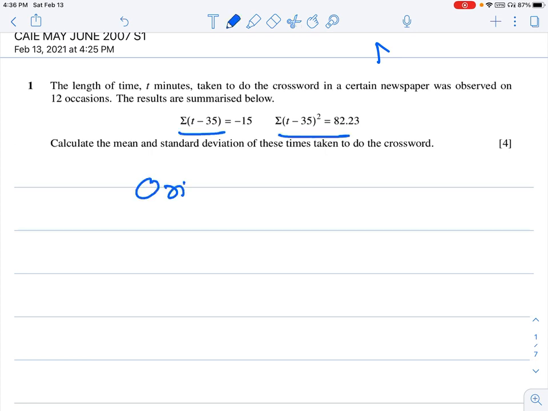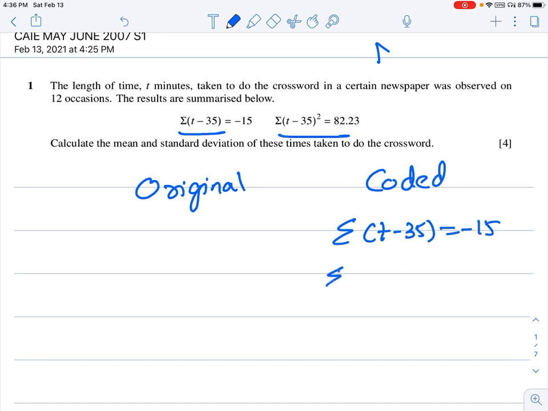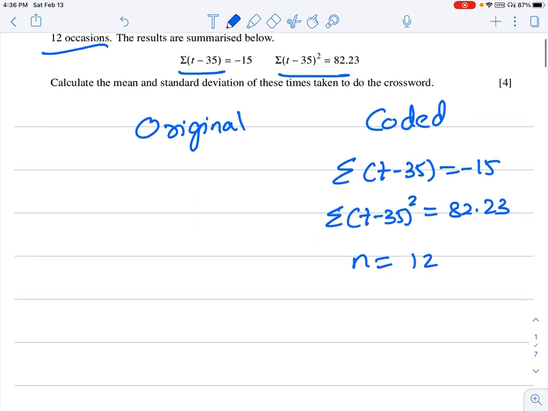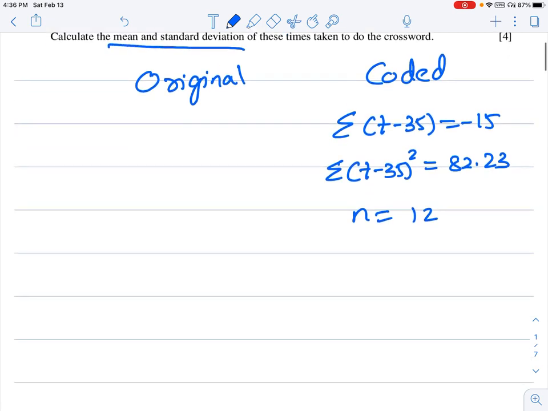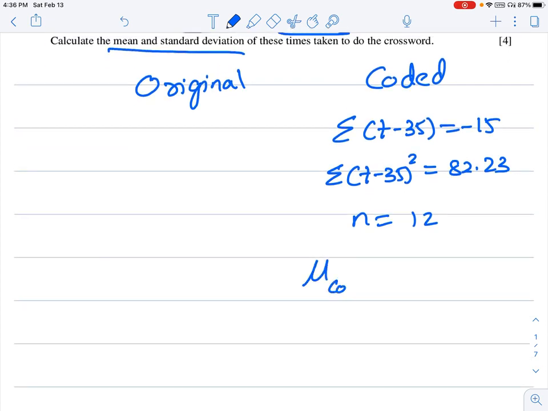So we have to make two columns anytime, original and coded. Over here, he gives sigma t minus 35 is equal to negative 15, sigma t minus 35 whole square is equal to 82.23, and n is equal to 12. He's asking to calculate the mean and the standard deviation. So what am I going to do? I am going to find the coded mean. Coded mean is sigma t minus 35 divided by n, which is negative 15 divided by 12.